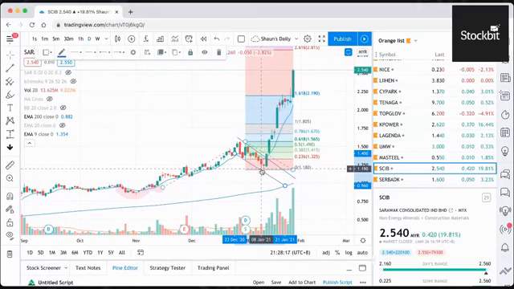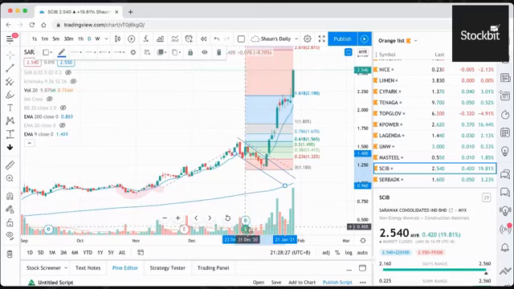But very importantly as well, we need to check the volume. Very low volume on this day. And we can see that the volume has been declining slowly until this day.